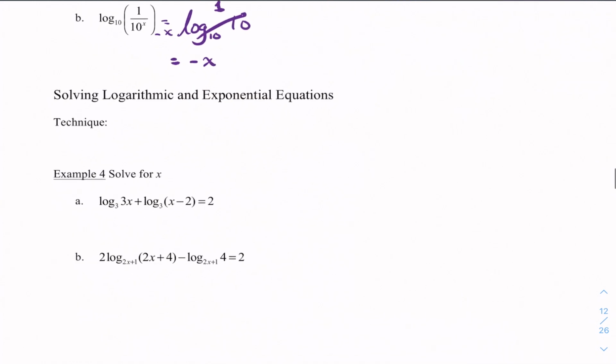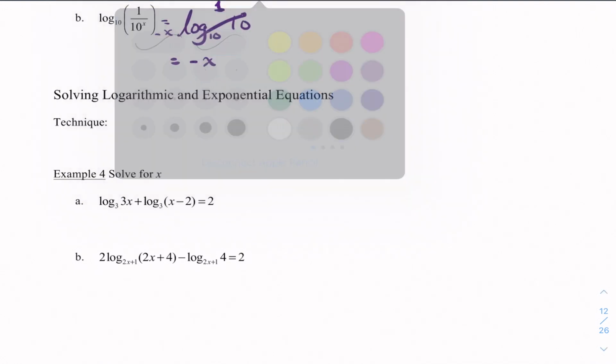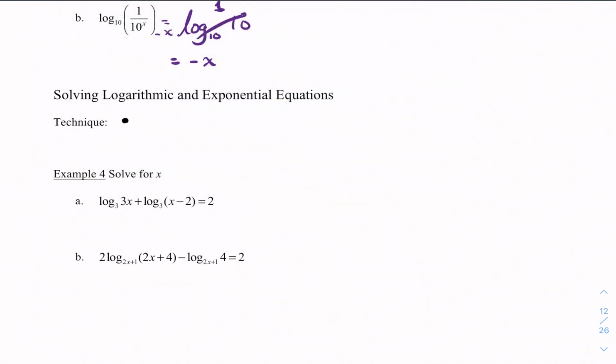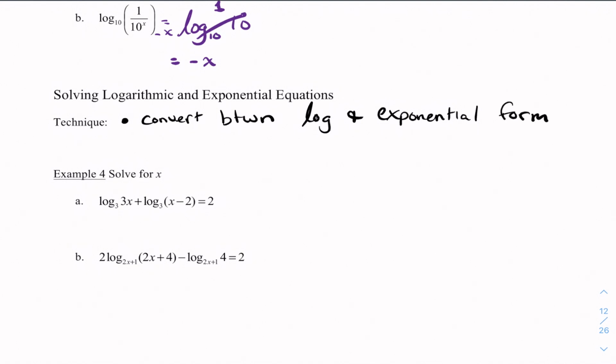Last bit, if we are solving a logarithmic equation, the technique we're going to use, I'm going to switch back to black, we are going to convert between logarithmic form and exponential form. And then we're going to apply our properties of logs or our properties of exponents to set either the exponents equal or get the bases equal for the logs. So what do I mean by that?